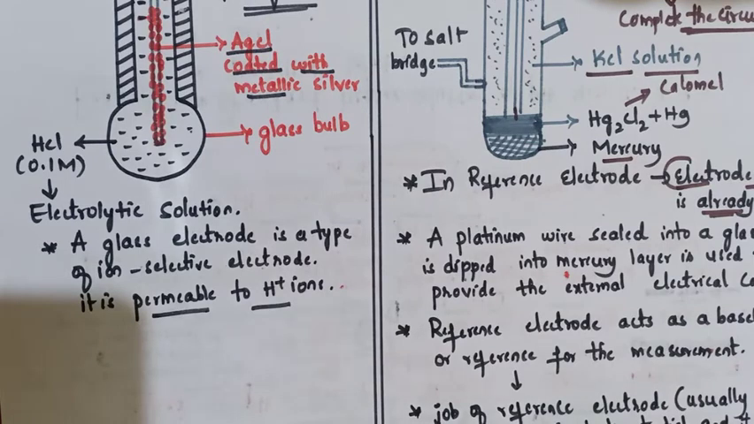The important point about the glass electrode is that it is mainly used for the determination of pH of a solution, and it is an ion selective electrode. It is selective for H+ ions in a solution.